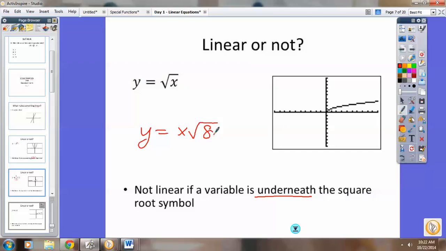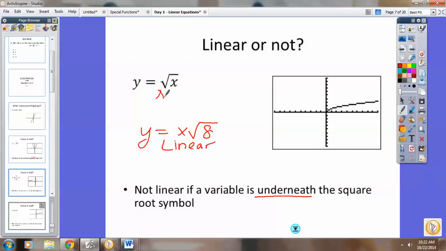What if we had this equation, y equals x times radical 8? Is that linear? It is. The rule says it's not linear if the variable is underneath. The variable is not underneath the square root, is it? It's being multiplied by the square root of 8. So we're okay. That one would be a yes. This would be linear.